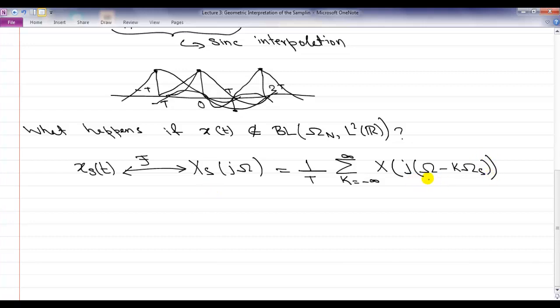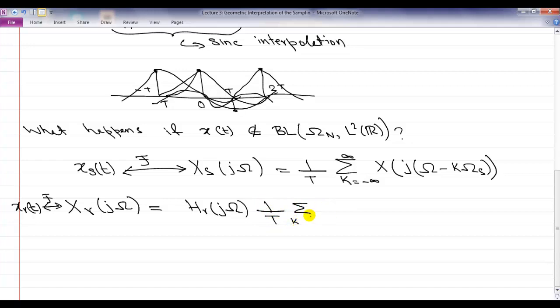So up to this point, this equation remains true whether we have band-limited signals or not. But at the reconstruction side, remember what we do is our reconstruction X_r(jω), which is the Fourier transform of x_r(t), that is given by this filter H_r(jω) times 1 over T, sum over k from minus infinity to infinity of X(j(ω − kω_s)).